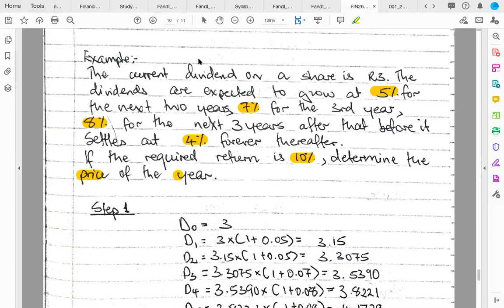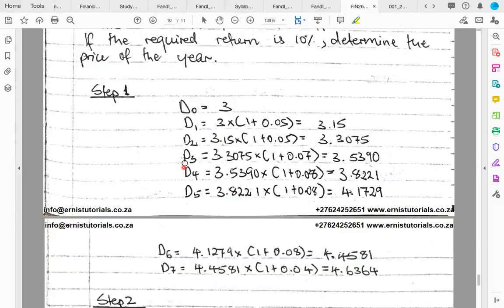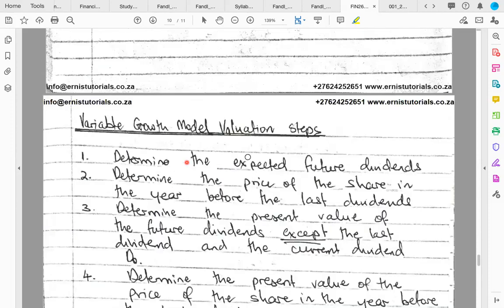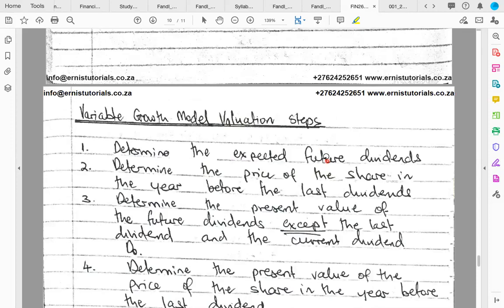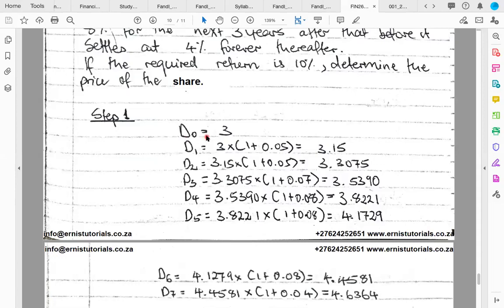Okay. How do we go about that? So in other words, determine the intrinsic value of the share. Step 1, remember step 1 says determine the expected future dividends. So we'll start with step 1. Okay, so to determine the expected future dividends, we start with D0, which is the current dividend, which is 3.